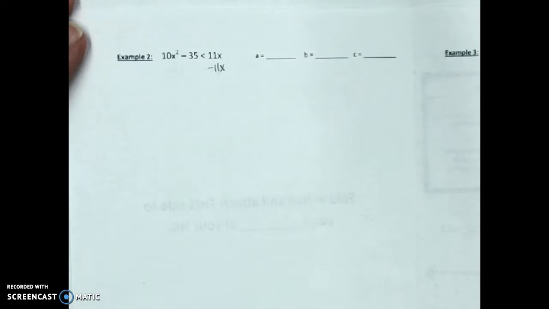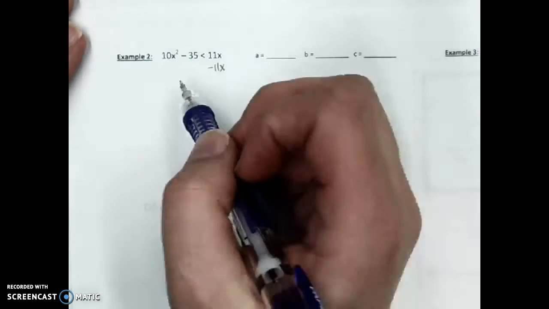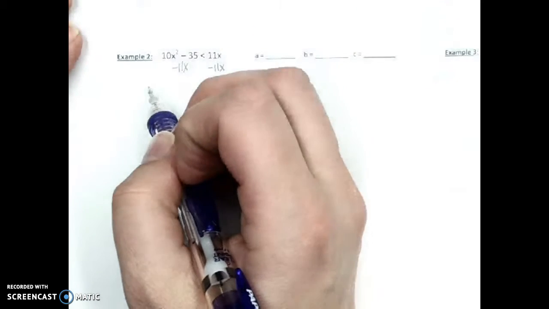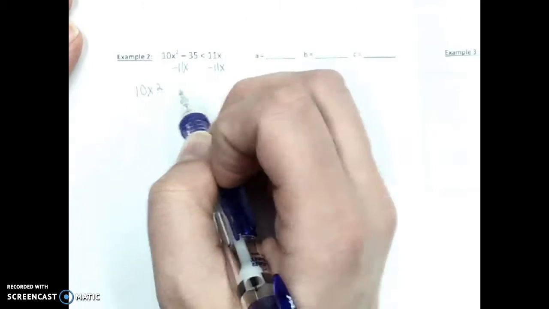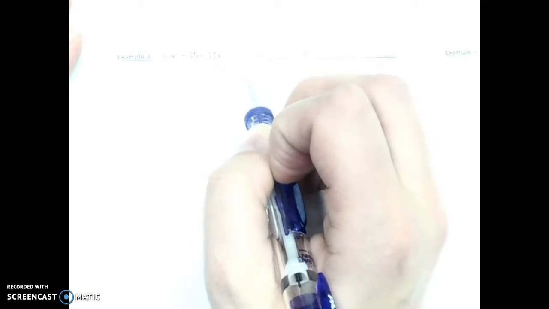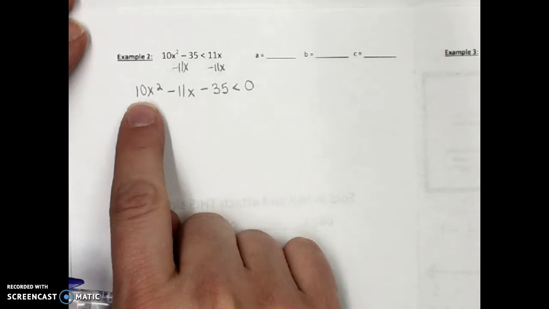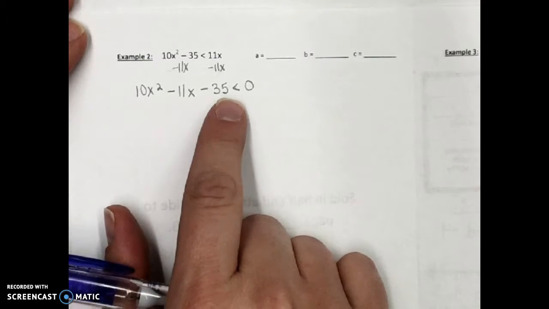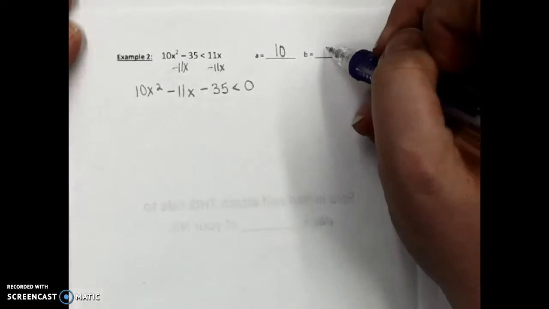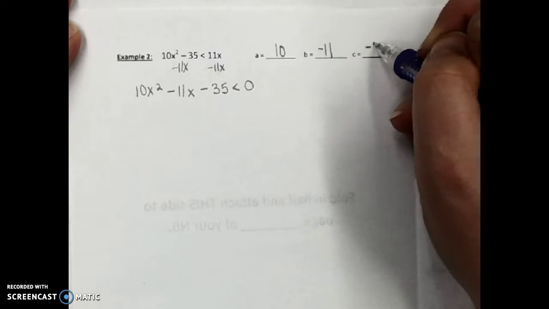You've got to get it in the right place also. X goes right in between the x squared term and the constant term. So what you end up with is 10x squared minus 11x minus 35 less than 0. I'm sorry that my hand makes it go white, but it is what it is. So your a value. A is always in front of x squared. A is 10, B is negative 11, C is negative 35.